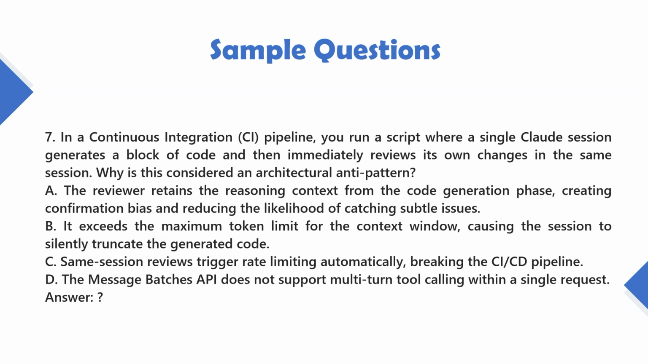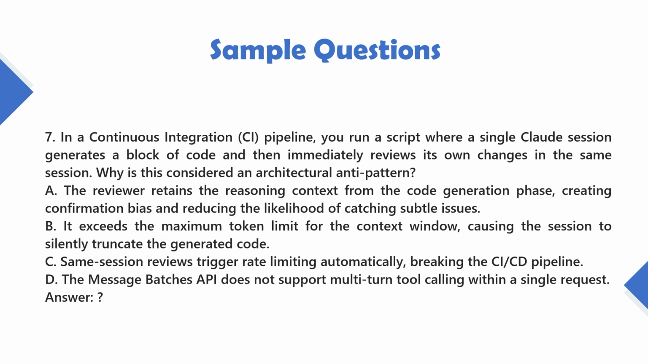7. In a continuous integration (CI) pipeline, you run a script where a single Claude session generates a block of code and then immediately reviews its own changes in the same session. Why is this considered an architectural anti-pattern?